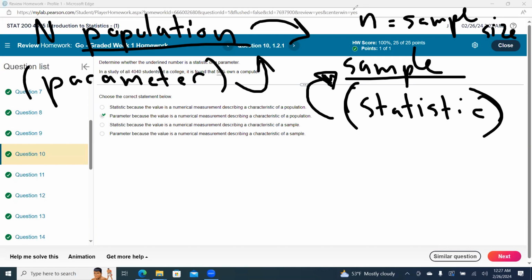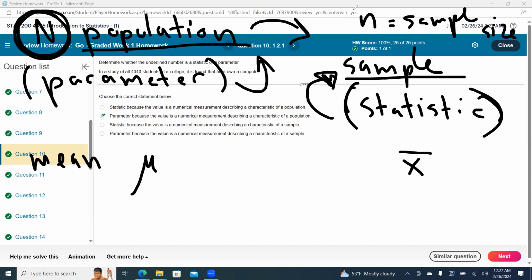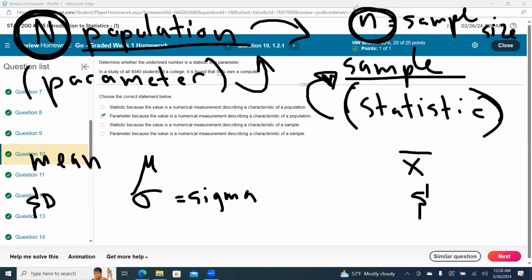So what are some examples? Mean: mu, its Greek symbol mu, is the population mean. What is the sample mean? It's x bar. Capital N is a parameter, it describes a population. Lowercase n is a statistic, it describes a sample. What about standard deviation? The Greek symbol sigma, that's not an R, that's the Greek symbol sigma, is the population standard deviation. Why not an S? Because S is the sample standard deviation.